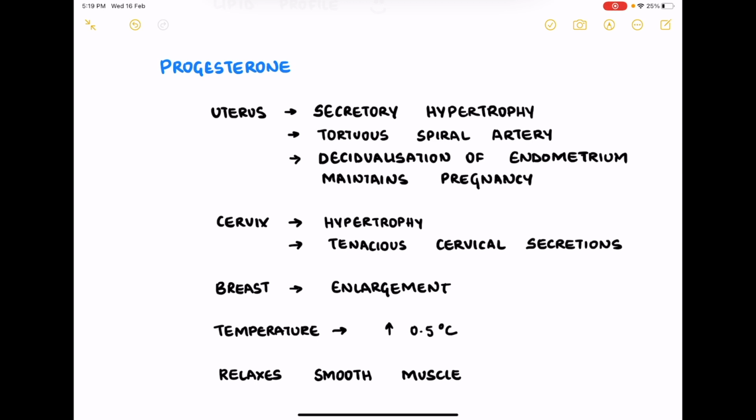Both of these effects on the cervix help to maintain the conceptus within the uterus until it is time for expelling it. On the breast, it causes enlargement, and the effect on temperature is that it raises the temperature by 0.5 degrees Celsius above the basal body temperature. And it helps in relaxation of smooth muscles, that is, relaxation of the uterine muscles, which helps in stretching of the muscles during pregnancy.